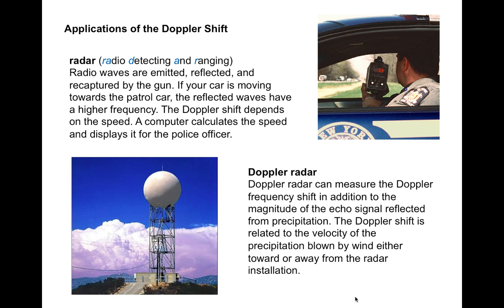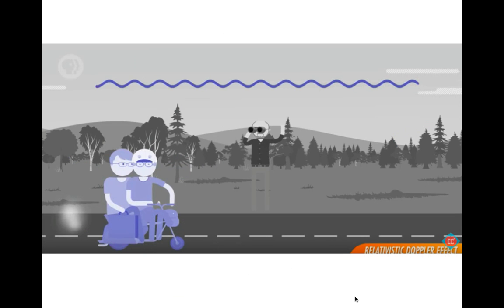Doppler radar can measure the Doppler frequency shift in addition to the magnitude of the echo signal reflected from precipitation. The Doppler shift is related to the velocity of the precipitation blown by wind either toward or away from the radar installation. So not only can we talk about the Doppler effect with sound, but we can also talk about it in terms of light.